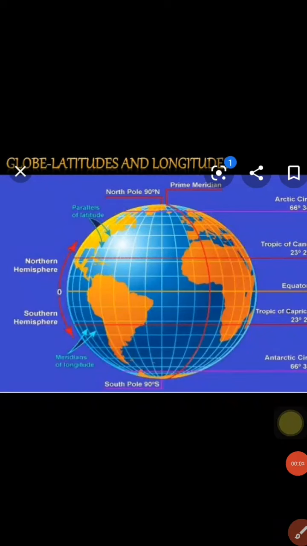See the next, children. It is the Earth. It is spherical in shape. And the directions, that is north, south, east, west, are there. So on the Earth, these are imaginary lines in the same styles.